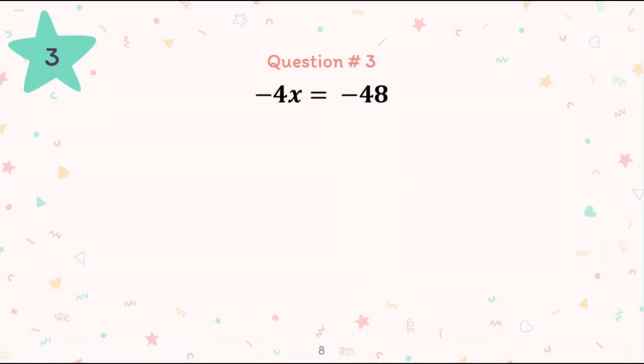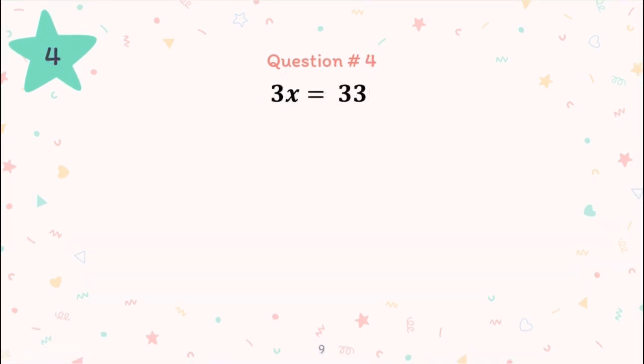So for this one, we're going to divide it again. So negative 4 divided by negative 4, and negative 48 divided by negative 4. So we're going to cross this out because negative 4 divided by negative 4 is 1. So we don't have to write 1x. We could just write x. So we have x here. And then we do negative 48 divided by negative 4, which equals 12. So x is equal to 12.